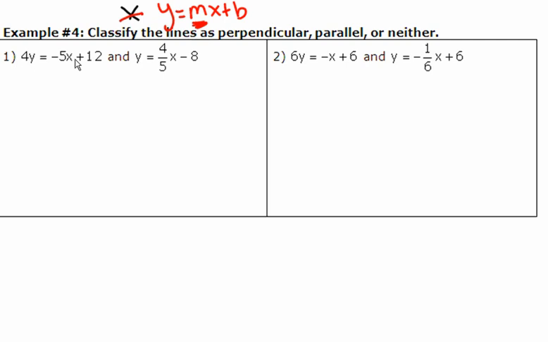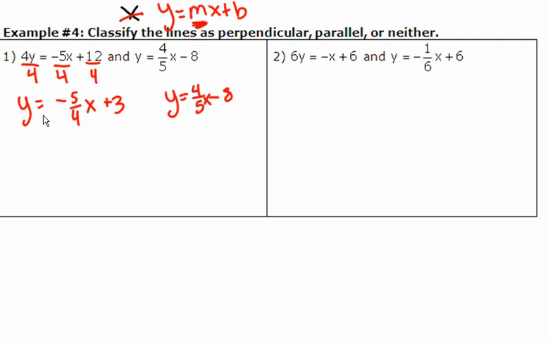So number one, this one is not in slope-intercept form yet because the y isn't alone. So I'm going to divide every term by 4 to get the y alone. So this is y equals -5 divided by 4 doesn't go in evenly, so it's just -5/4 x. 12 divided by 4 is +3. The other equation is already in slope-intercept form.